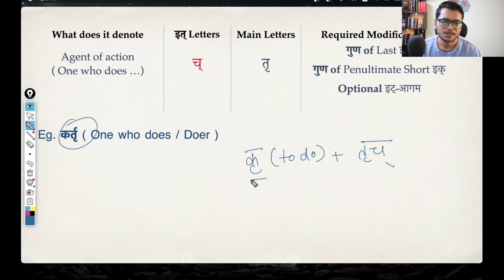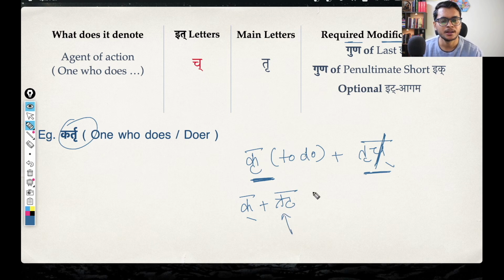So see, we have this dhatu, kri dhatu. Kri dhatu means to do, and we are modifying this dhatu using this trich suffix. And then we know for this trich suffix, this cha is the it letter, so we remove it. And now we do the required modifications. In our dhatu here, kri dhatu, you have ri as the last vowel, right? And ri belongs to this ik, right? So as per the required modification, the guna of this last ik will happen. So this ri will change into this ar. So this is the first modification that will happen.